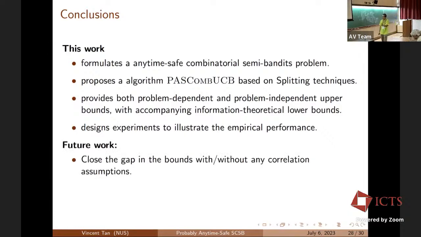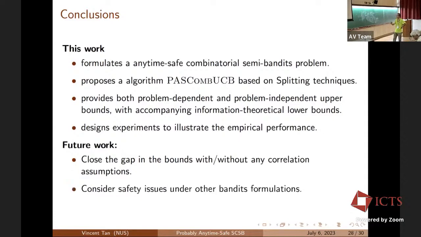We can try to close the gap in the bounds. This comes back to Prashant's question: we have no correlation assumptions. It would be nice to understand if there exist some correlation assumptions among the items, and whether that allows us to close gaps or not. If the items have some structure, like linear bandits, maybe there is some hope of getting tighter bounds. We can also consider other safety issues.